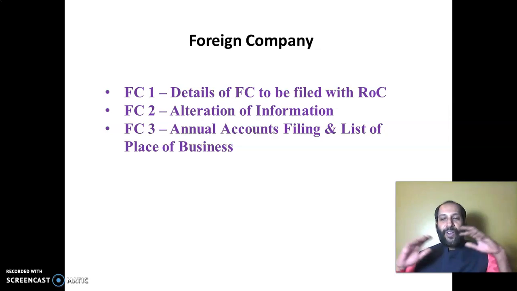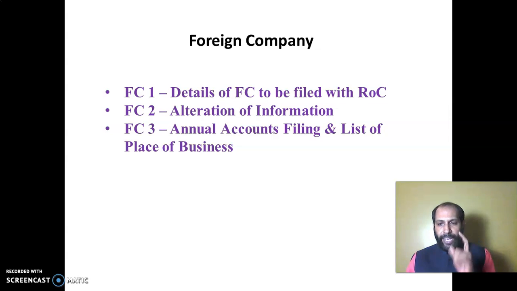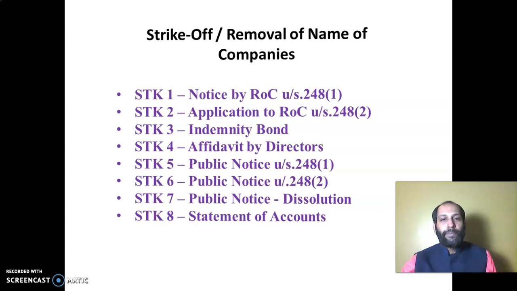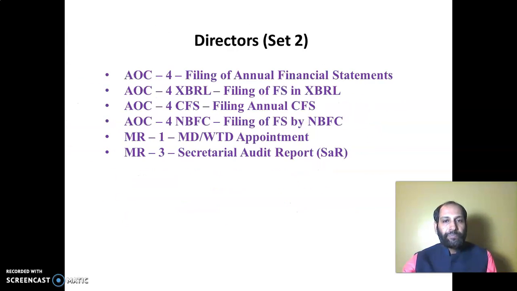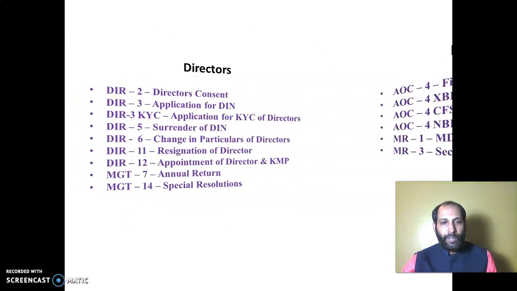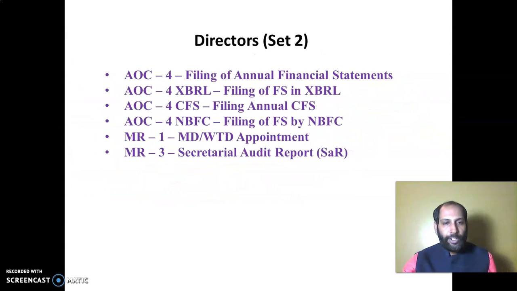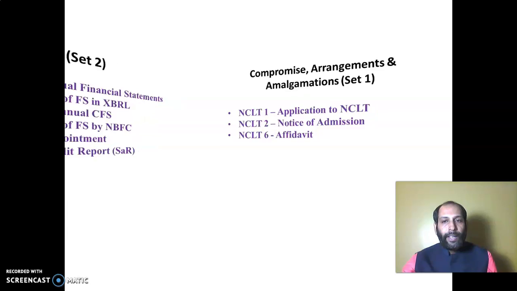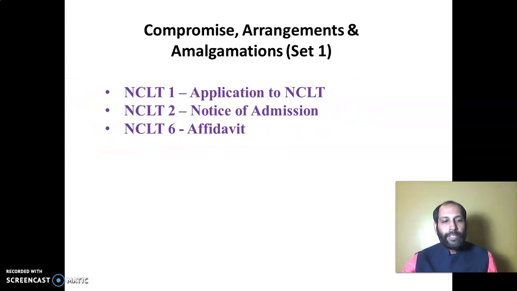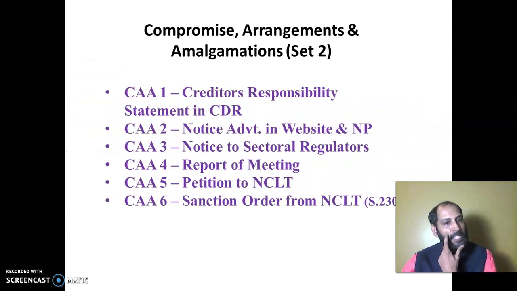Friends, these are the whole bunch of forms which you have to study. And don't forget to study these forms because altogether it comes around 20-25 forms for you to study. And it's very important for the directors chapter. I will give a bird's eye view. I'll again rush through the forms. It's better you take note of these forms. This is the list of forms for directors, set 2, right? And compromise, arrangements and amalgamation, set 2 in that.